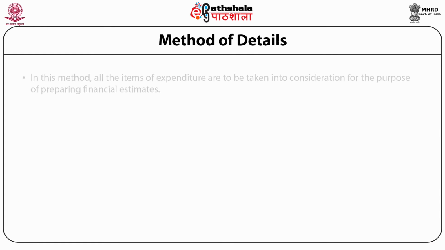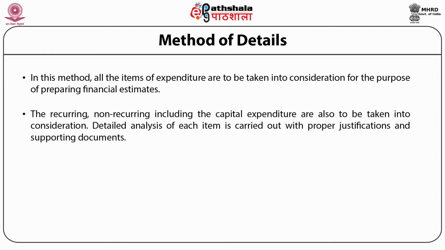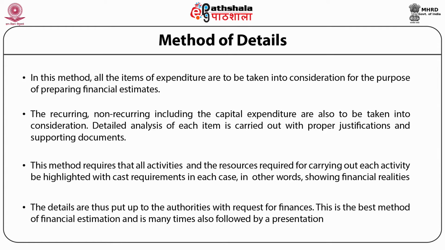Method of details. In this method, all the items of expenditure are to be taken into consideration for the purpose of preparing financial estimates. The recurring, non-recurring, including the capital expenditure, are also to be taken into consideration. Detailed analysis of each item is carried out with proper justifications and supporting documents. This method requires that all activities and the resources required for carrying out each activity are highlighted with cost requirement in each case, in other words, showing financial realities. The details are thus put up to the authorities with request for finances.